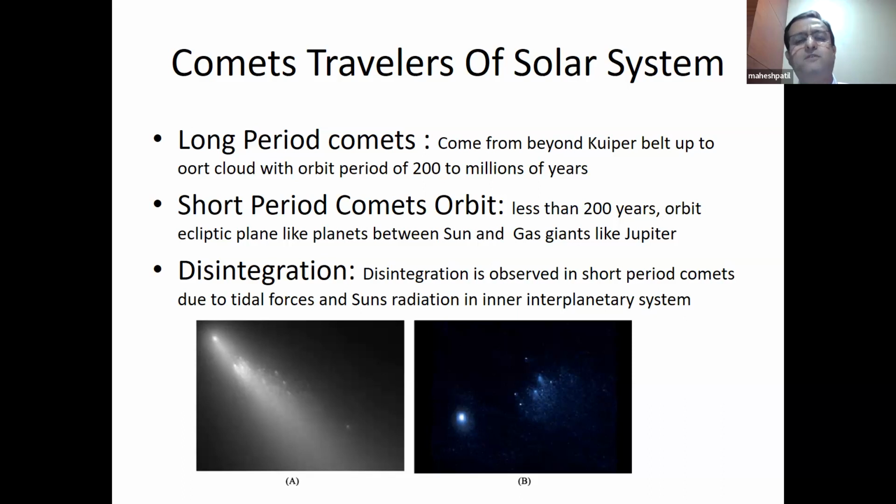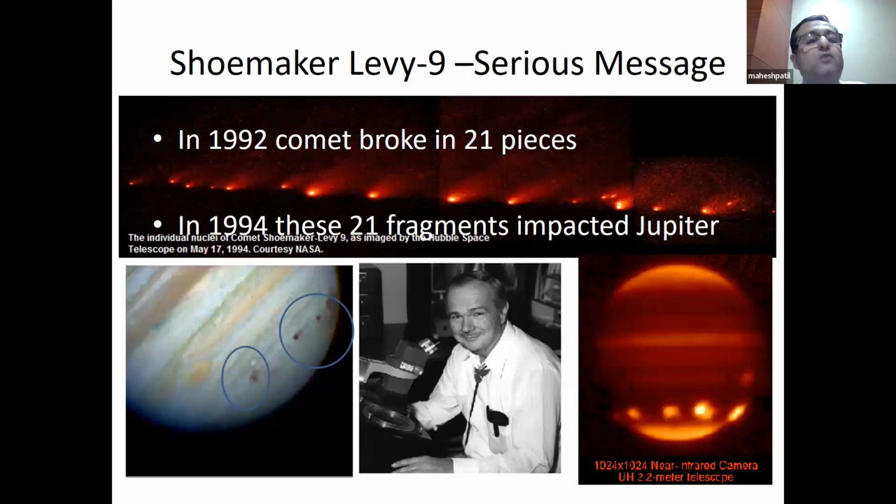Not necessarily every short period comet will disintegrate, but this has been observed in many cases. Eventually they pay the price for what they are interfering with. Some of them, even after disintegration, can be dangerous. A classic example is what I was looking at in my college days.